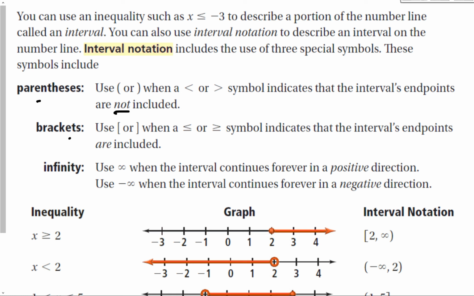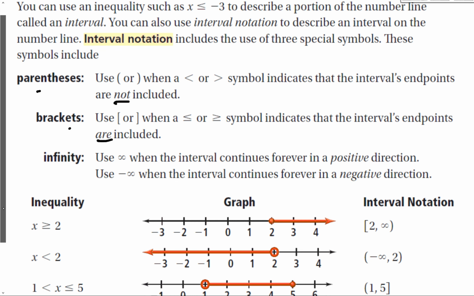So we use brackets when we want to say equal to, okay? When we have less than or equal to or greater than or equal to. And this symbol indicates the interval's endpoints that are included. Finally, we use the symbol for infinity when our interval continues forever in a positive direction. And we use negative infinity when the interval continues forever in a negative direction.